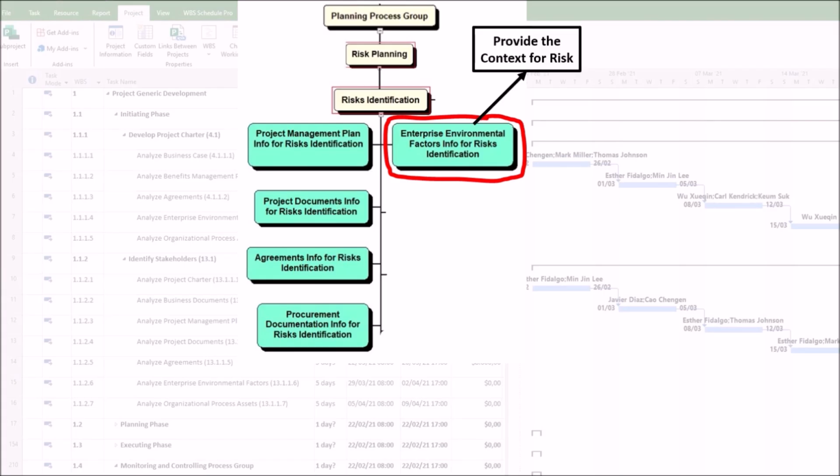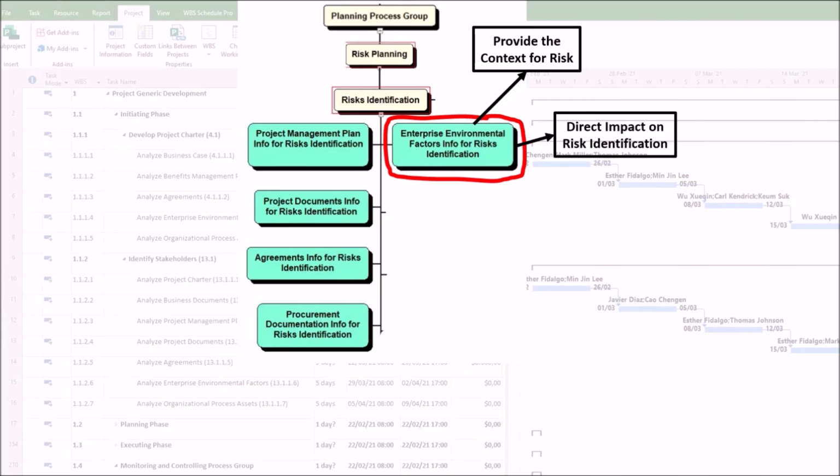1. Enterprise environmental factors provide the context for risk. Risks don't exist in a vacuum. They are potential events that are triggered by or have an impact within a specific context. Enterprise environmental factors are that context. They are the internal and external environmental factors that influence, constrain, or direct the project.